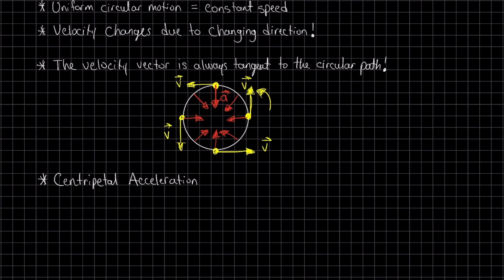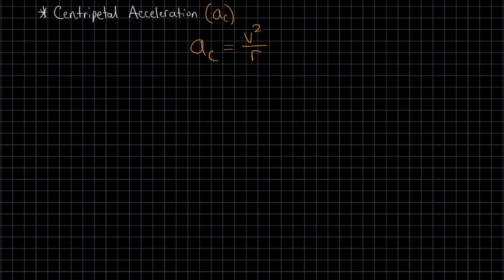The formula for centripetal acceleration is as follows. The formula is a_c equals v squared over r. Let's break this down. a_c stands for centripetal acceleration. v represents the speed of the object, and r represents the radius of the circular path.